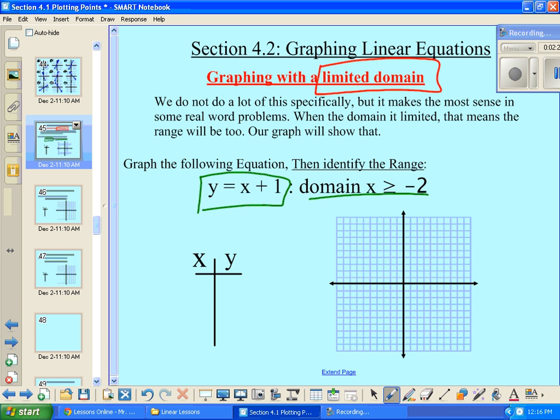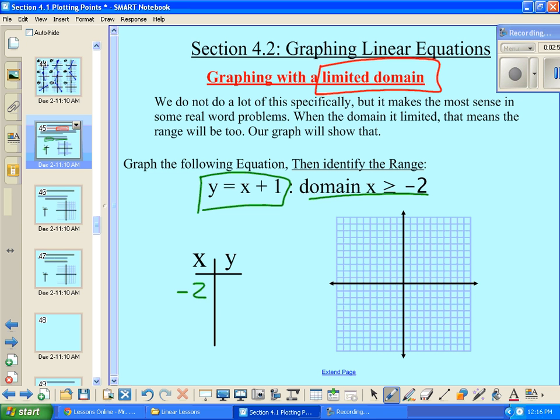Negative 2 is a number that could be a value for x that we could work with. Whenever you're doing a limited domain problem, the first number you should plug in is that boundary. If they're saying that x has to be greater than or equal to negative 2, then that's the first number I want to plug in. I want to find out exactly where that boundary point is on the graph. That's going to help me make the accurate graph of the equation. So I need to plug that number in first for sure.